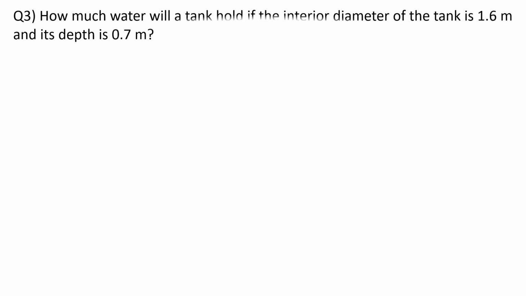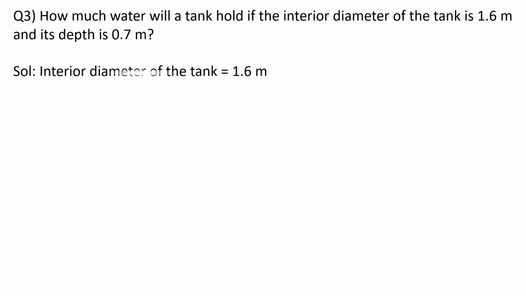Now third one. How much water will a tank hold if the interior diameter of the tank is 1.6 meter and its depth is 0.7 meter? Now student, you have to find out how much water will a tank hold. Means the capacity of the tank, means you have to find out the volume first, and then you have to find out in liters how much water it can hold. Yes. So now diameter of the tank is given as 1.6.